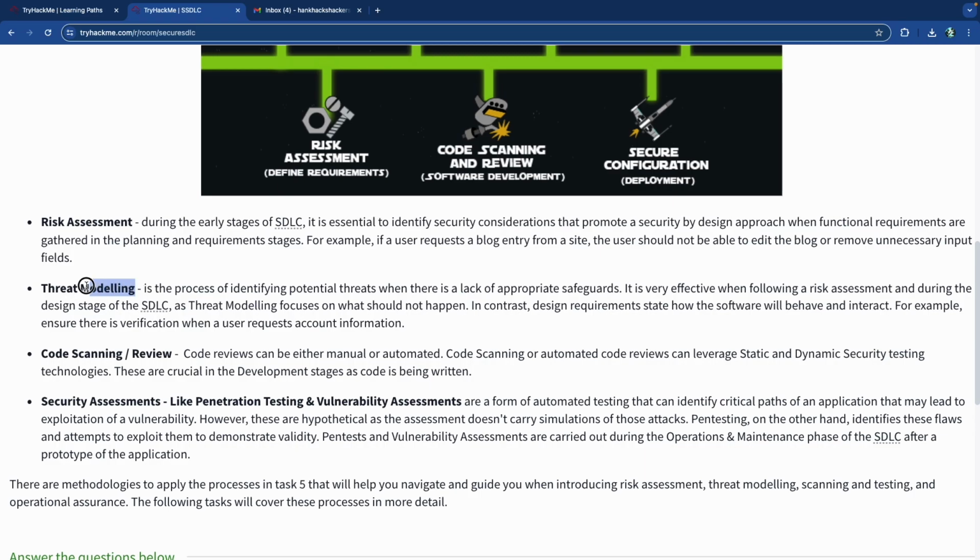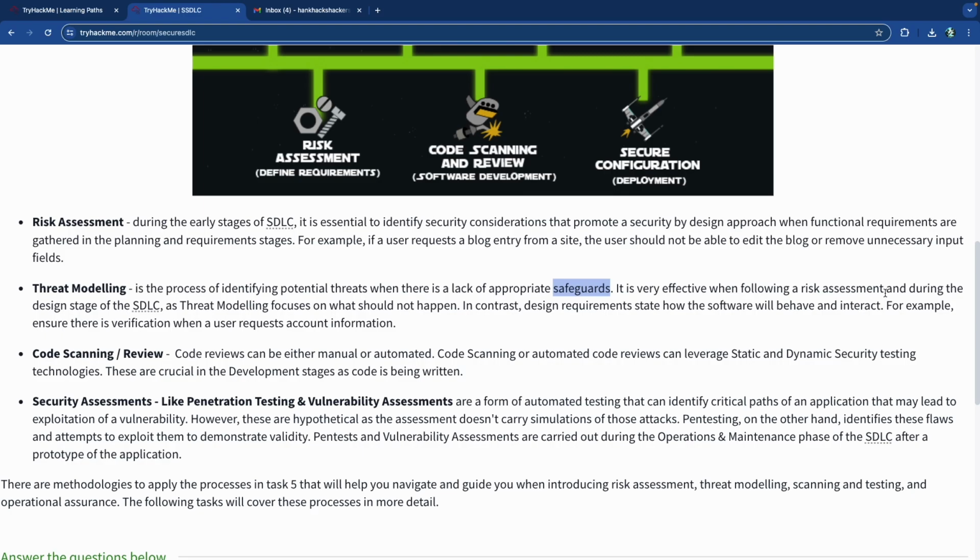Then you do threat modeling, and we did a video on threat modeling, so you should go check that out if you haven't seen it already. And threat modeling is the process of identifying potential threats when there's a lack of appropriate safeguards. So if there is not enough safeguards or no safeguards, then you need to be able to identify the threats that are going to happen by modeling what an attacker would do. And it's very effective when following a risk assessment.